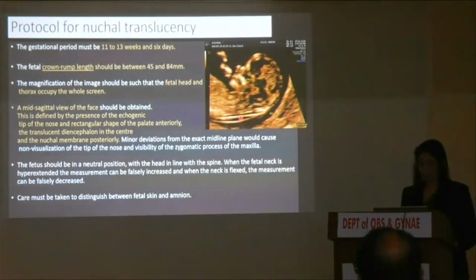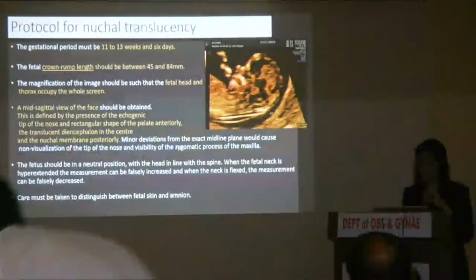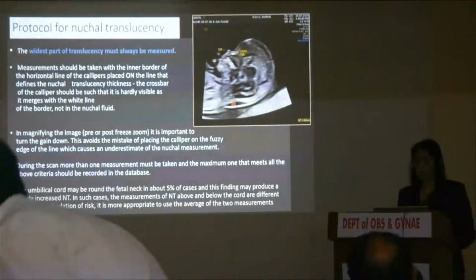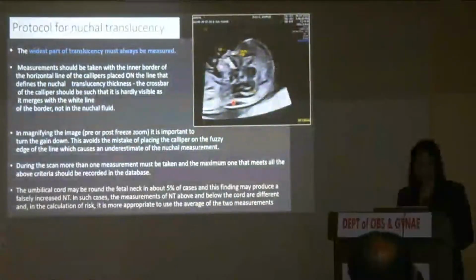Then we should calculate the NT. And we should also be careful not to confuse the fetal skin with the amnion. The neutral position is important because if the fetal chin is hyperextended, it will increase the NT falsely, and if it is overflexed, then it will decrease the NT and give a false reading. So, in continuation, the widest part of the translucency must always be measured, and the measurements must be taken with the inner border of the horizontal line of the calipers placed on the line, and the crossbar should be on the particular area, and it should be hardly visible.